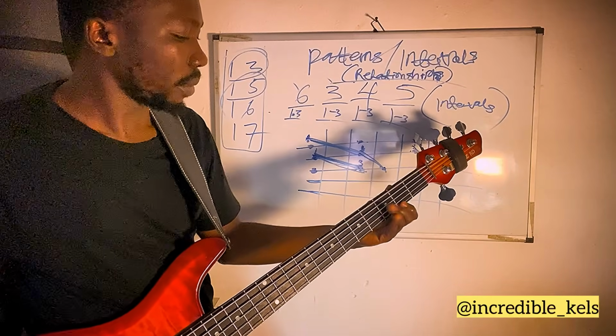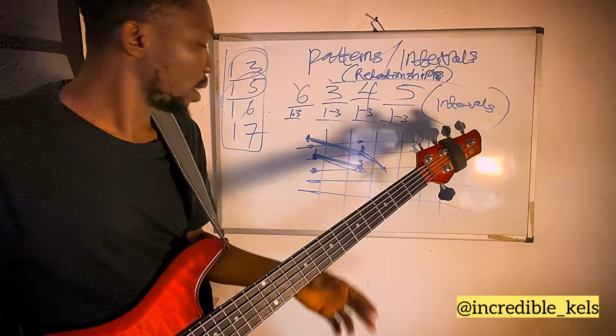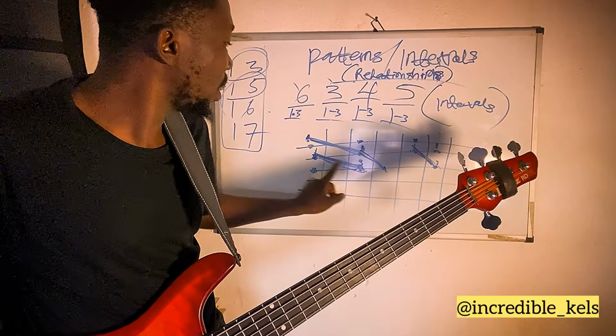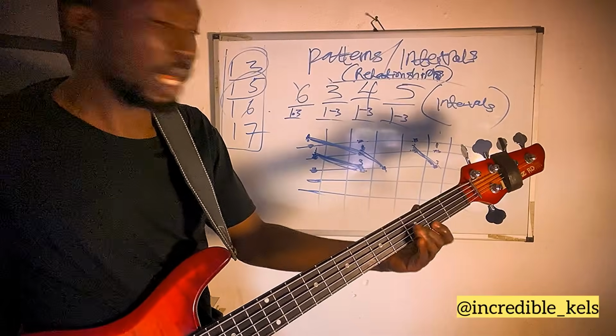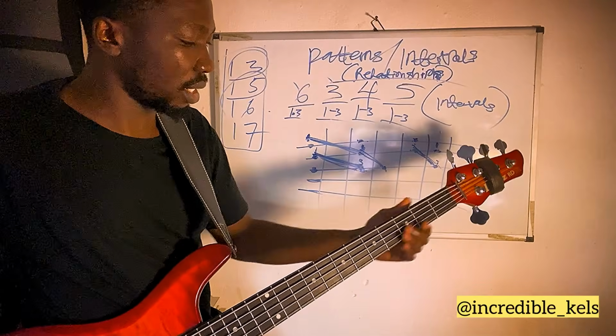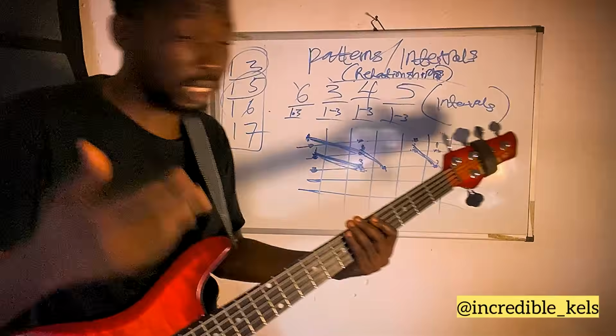You see it? Sorry. So la do, which is this la do, then mi so, then fa la, then so ti, and you get that pattern. You get the bass line as a pattern.